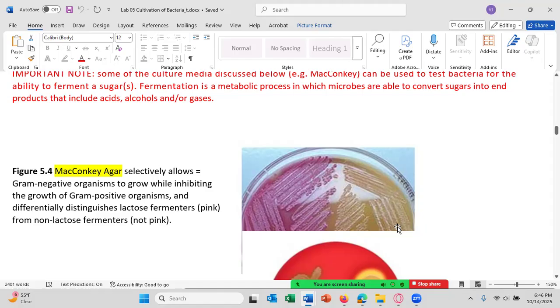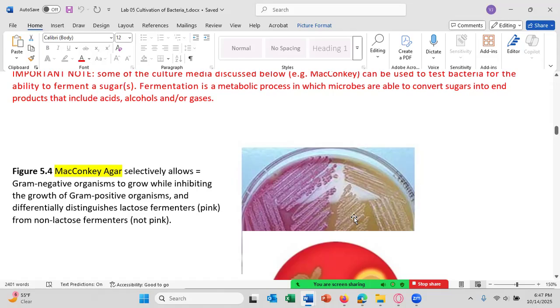Like if you were to grow, I'm trying to think of one that doesn't, Pseudomonas on this McConkey's agar, it would be, well, a bluish green in color, at least Pseudomonas aeruginosa. It may only be in the colonies, maybe not around it, but it would be in the colonies.